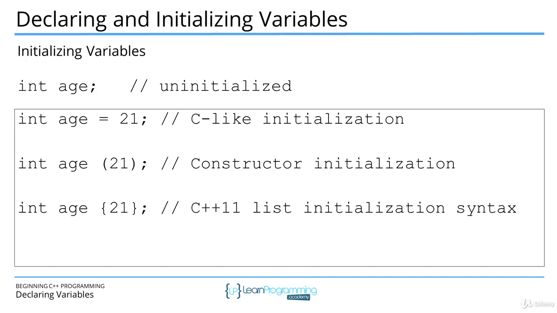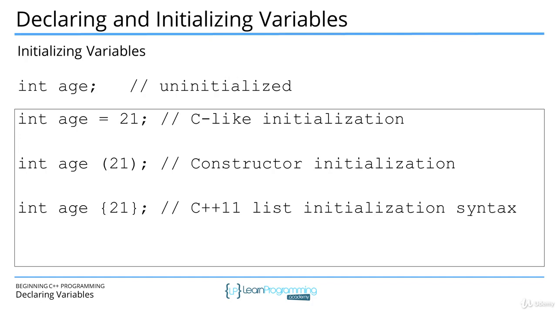C++ provides 3 ways to initialize variables. All 3 are equivalent, and they're related to the way that C++ has evolved over the years. The first is to use an assignment operator. That's the equal sign. This will assign 21 to age right when it's created, so it will be immediately initialized. The second uses parentheses around the value, in this case 21. This is a constructor-style initialization.